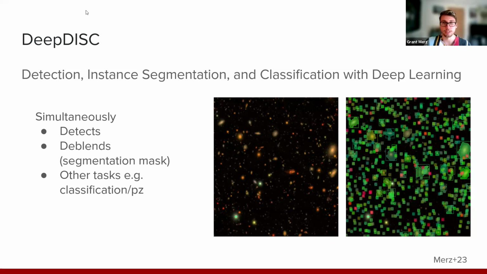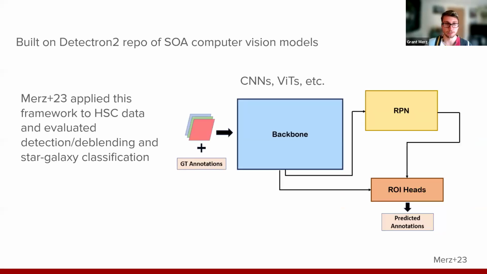Last year, we released a paper applying this framework to real images from the HSC deep and ultra deep fields, and performed detection, deblending, and then star galaxy classification for that work. I won't get too into the nitty gritty of DeepDISC, but suffice to say it's built off of the Detectron2 repository, which houses a lot of state-of-the-art computer vision models. So we can apply things like CNNs, but also state-of-the-art things like vision transformers, and newer and improved models to try to boost our capabilities.